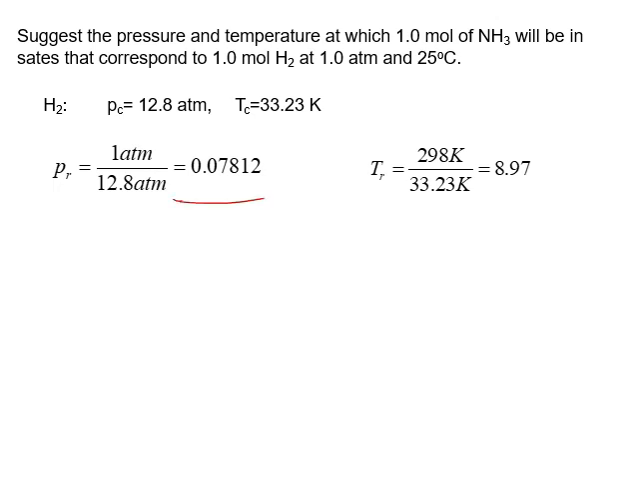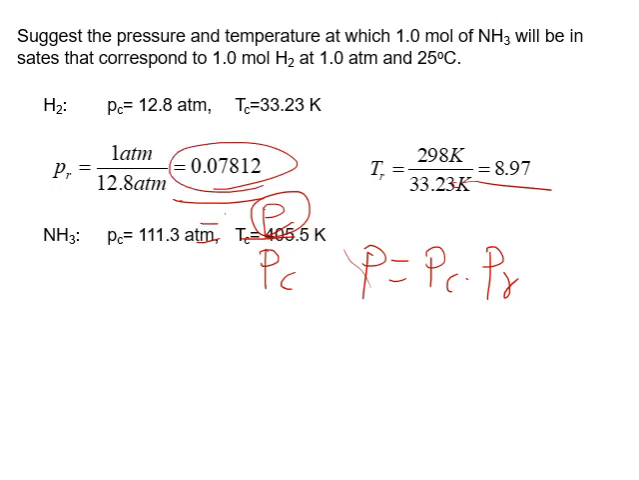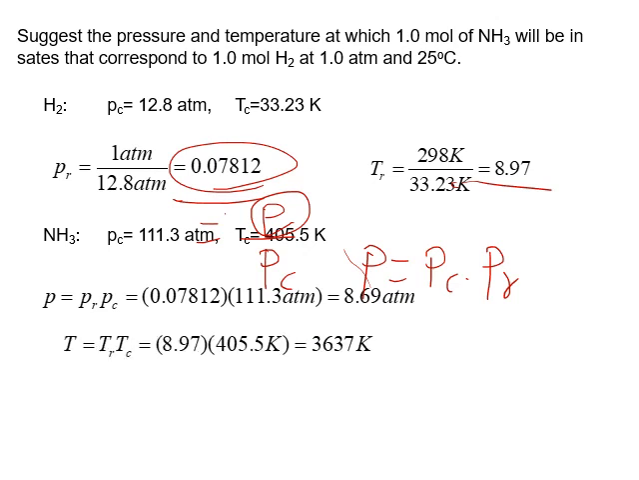Now for ammonia to be in the same corresponding state, the reduced values should be the same. So that will be the pressure of ammonia divided by the critical pressure of ammonia, and therefore the pressure can be calculated as the critical pressure times the reduced pressure, which is this one. So for ammonia, you find the critical pressure and critical temperature, and then calculate the pressure, and then calculate the temperature.